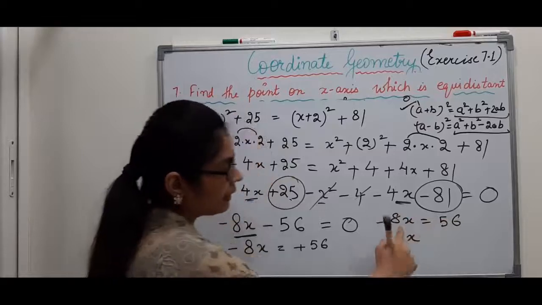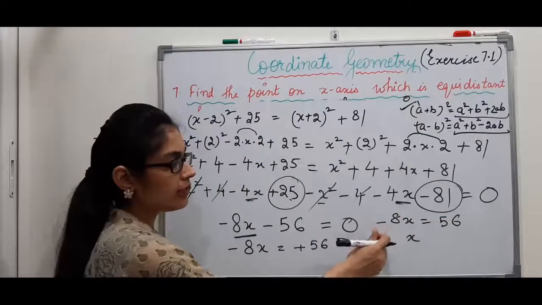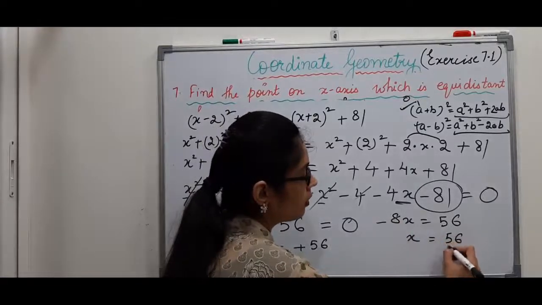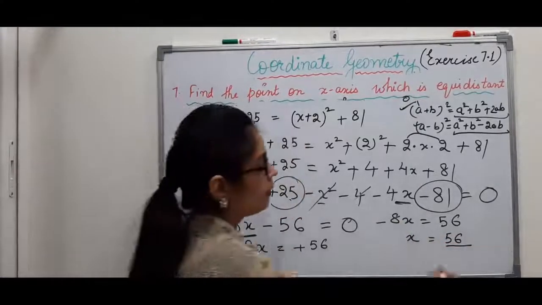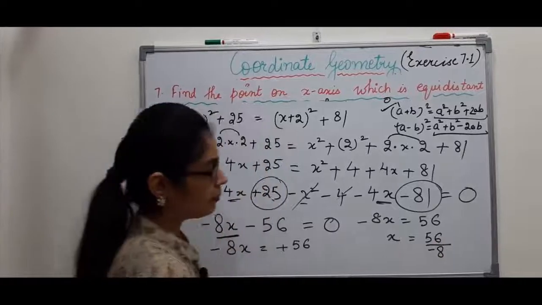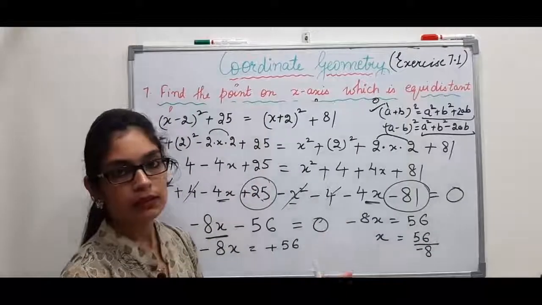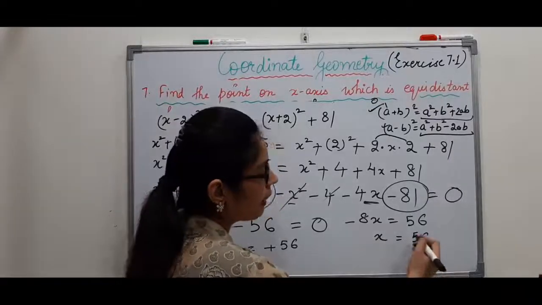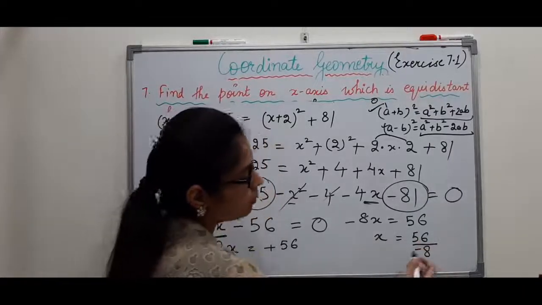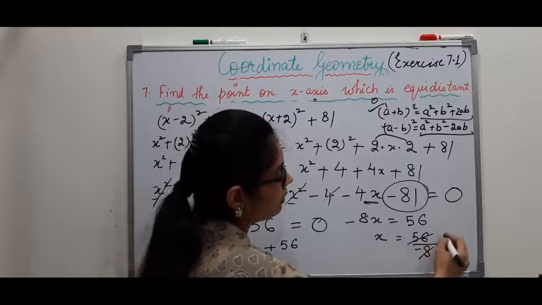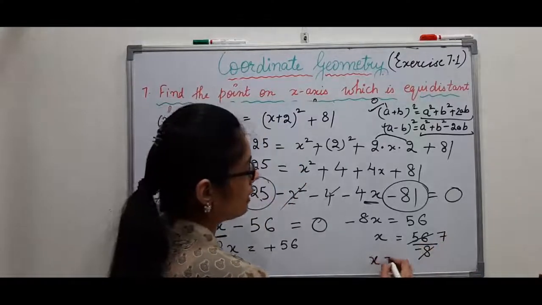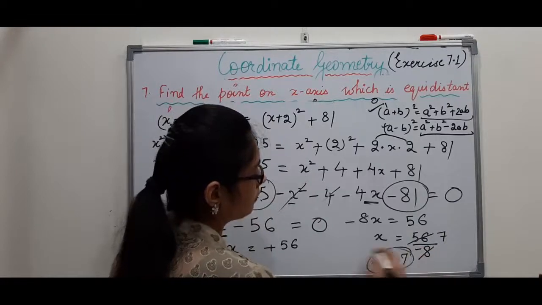So x, minus 8 is getting multiplied with x. So I will shift it to other side. It will get divided by 56. So minus 8, because if a term is getting multiplied this side, on changing the side it will get divided. So minus 8 divided by 56 divided by minus 8, you can do cancellation. So 8 into 7 is 56. So you will get x is equals to minus 7.